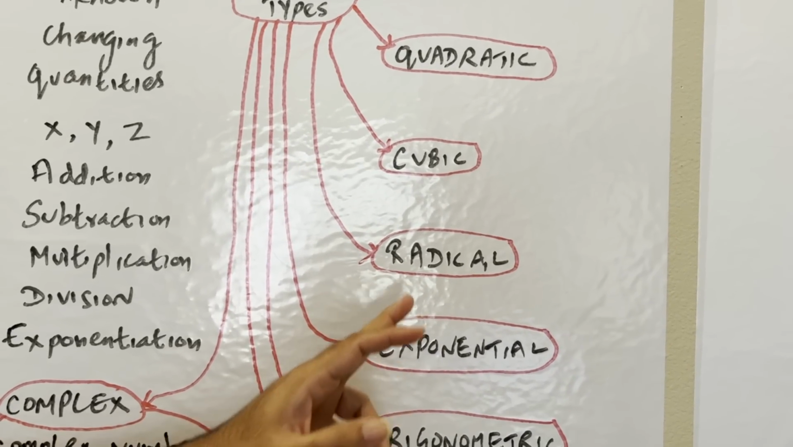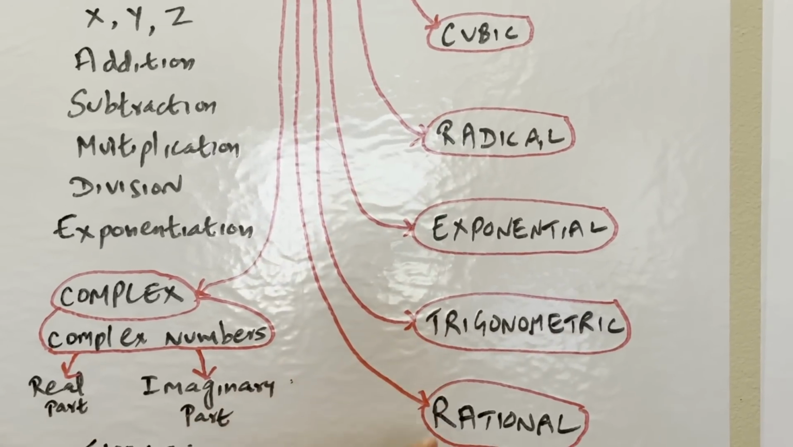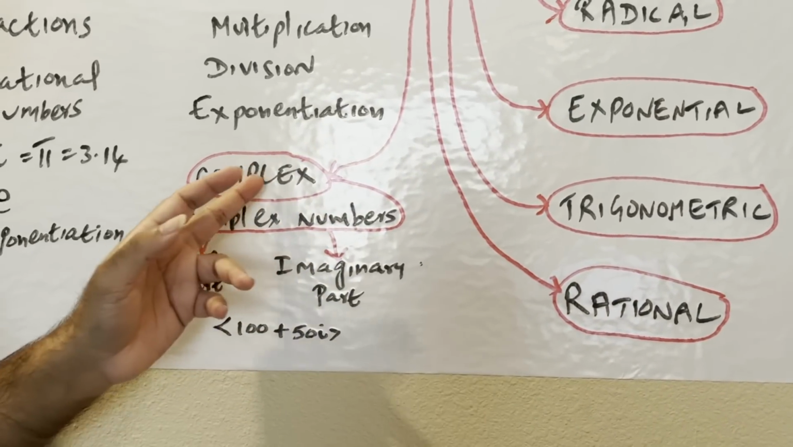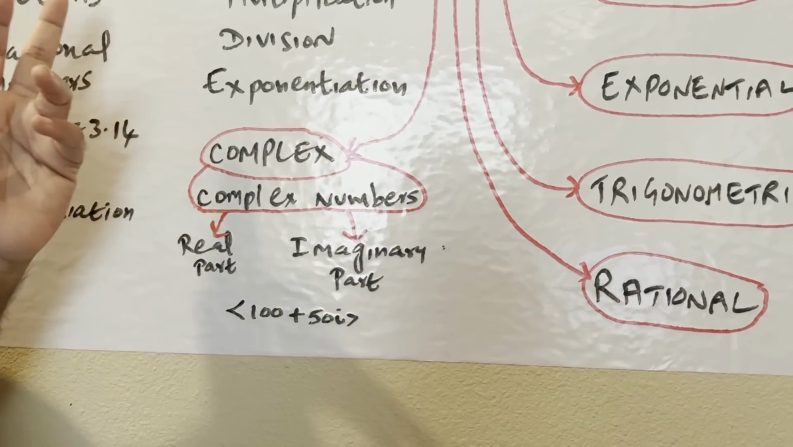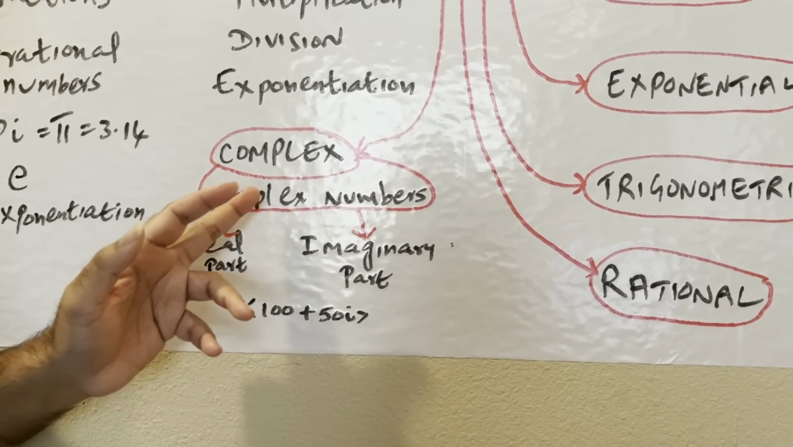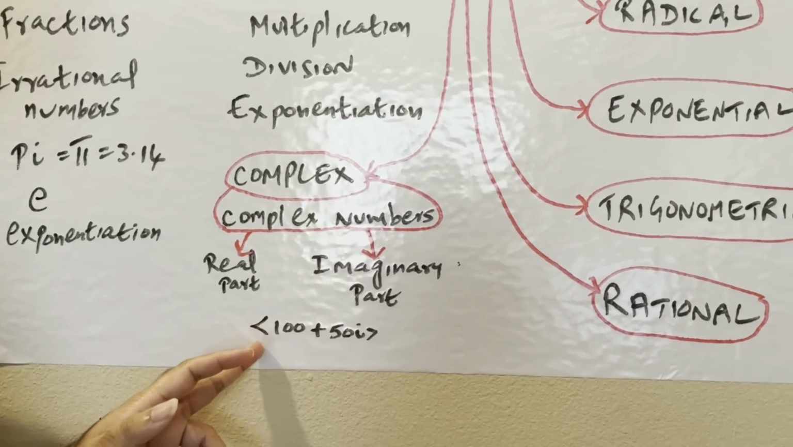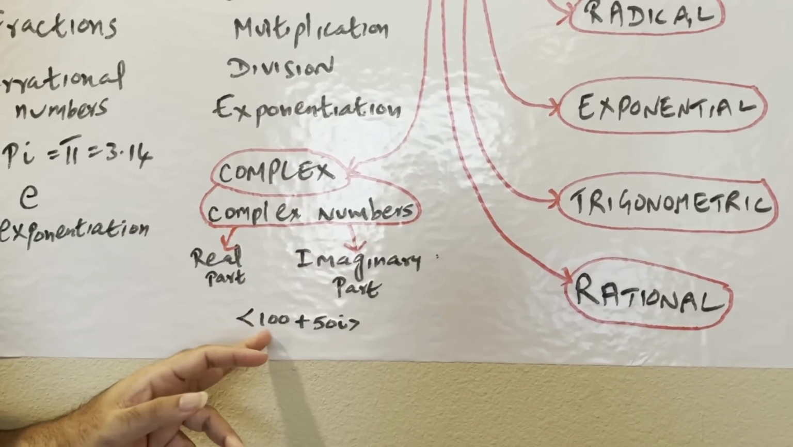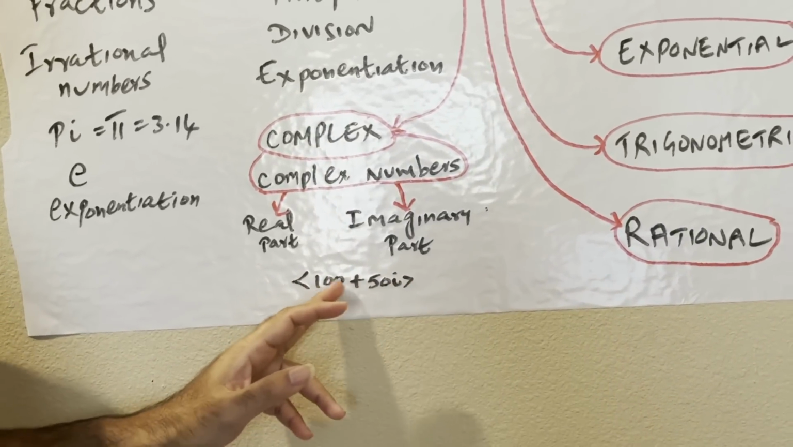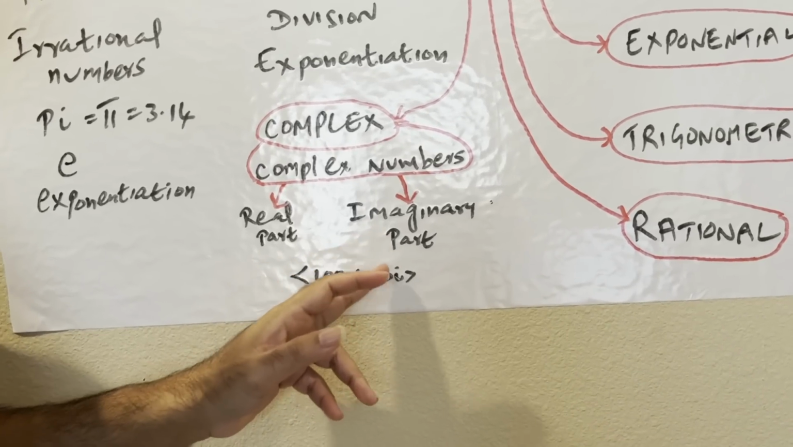Radical equations, exponential equations, trigonometric equations, rational equations, complex equations, which deal with complex numbers. We know about natural numbers, whole numbers, and a whole lot. What is a complex number? It has two parts, real part and imaginary part. This is the designation for describing a complex number. See, 100 plus 50i. 100 is the real part, 50i is the imaginary part.